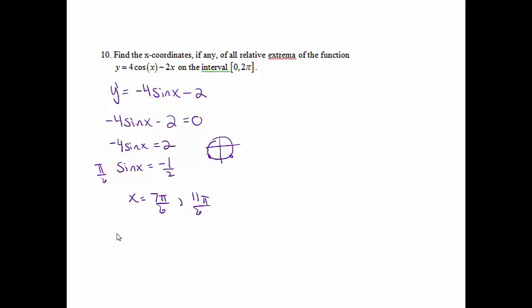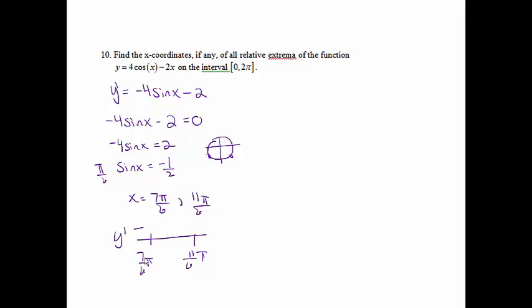The next thing I want to do is, this is y prime, so we're going to do a y prime chart, not an f prime chart. And 7 pi over 6, okay, so I need to pick something before 7 pi over 6. I'm just going to pick pi. So if I plug pi into my derivative, the sine of pi is 0. 0 times negative 4 is 0, minus 2 is a negative number.